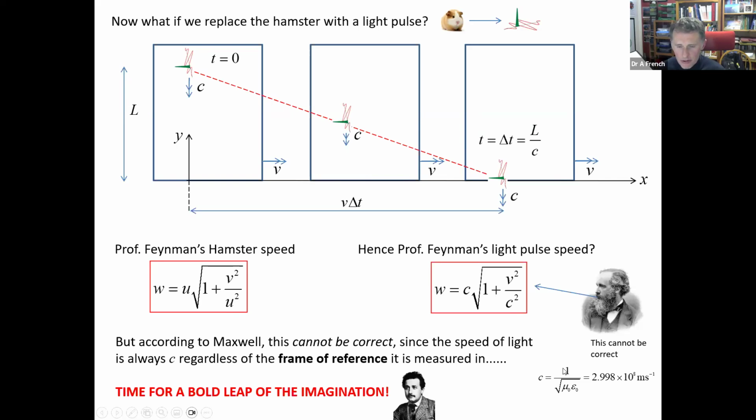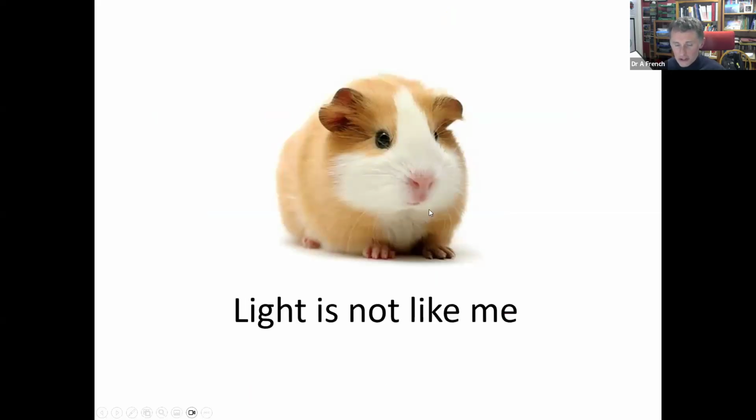But Einstein couldn't find anything wrong with Maxwell's analysis. So, unfortunately, we're going to have to change our concept of both time and space. Told you it was a bold leap with imagination. So, this is how we're going to do it. Light is not like a hamster, I'm afraid.